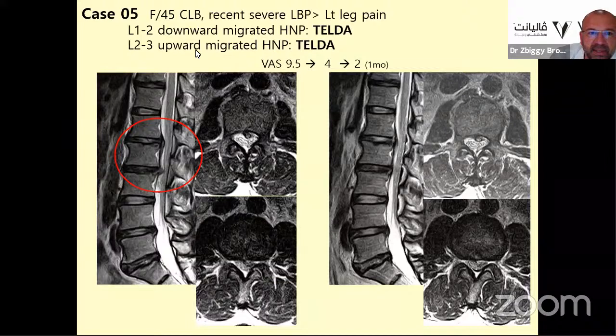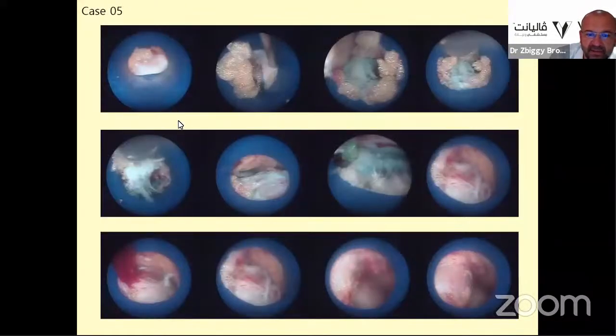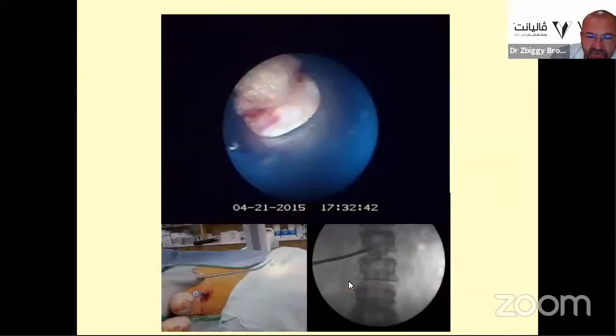Another one you can see downward migrated L1-2 and L2-3. It was cranially migrated, so we did annuloplasty and discectomy like for the conventional transforaminal approach. So you can perform everything. These are the images intraoperatively for this case. So first annuloplasty, then you can remove the disc material, the compressed nerve. You can see the dura sac free.